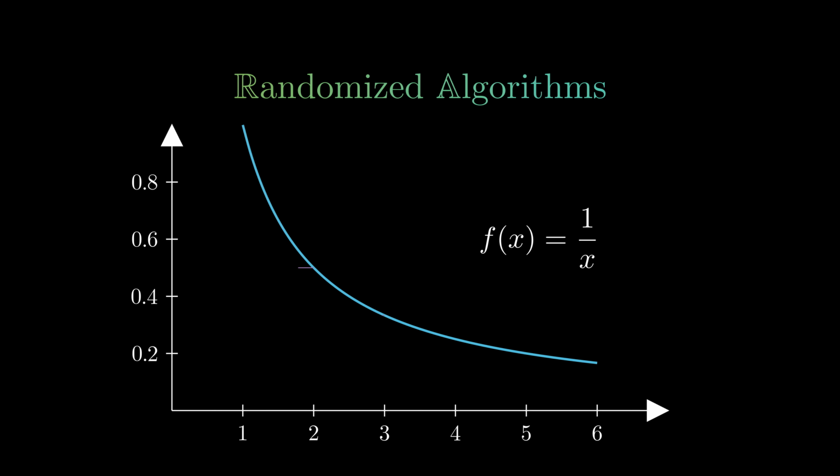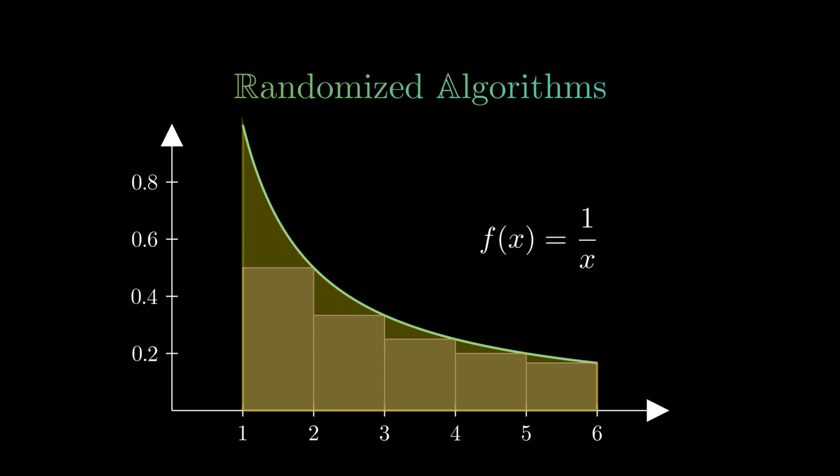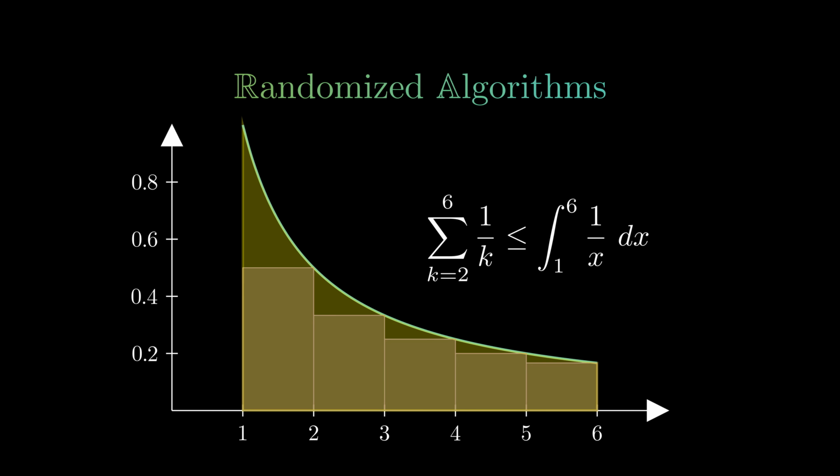Now, since the function 1 over x is a strictly decreasing function, the right Riemann sum underestimates the integral. In this example, the area of the rectangles is equal to the sum from k equals 2 to 6 of 1 over k. This quantity is bounded above by the integral from 1 to 6 of 1 over x dx.